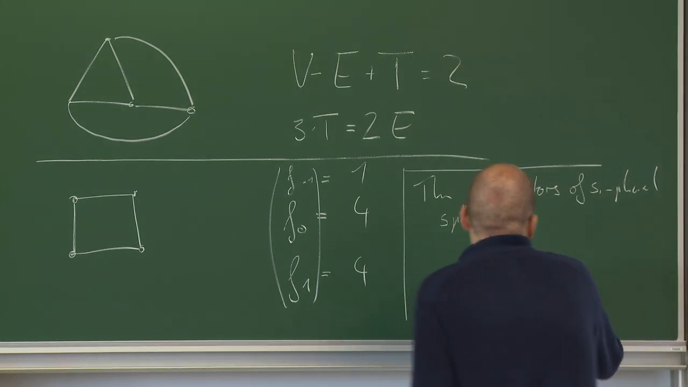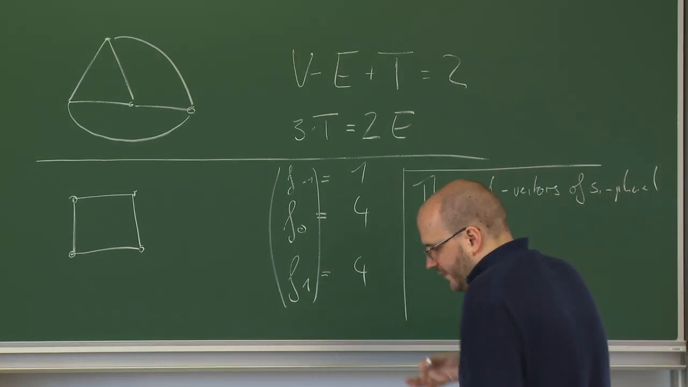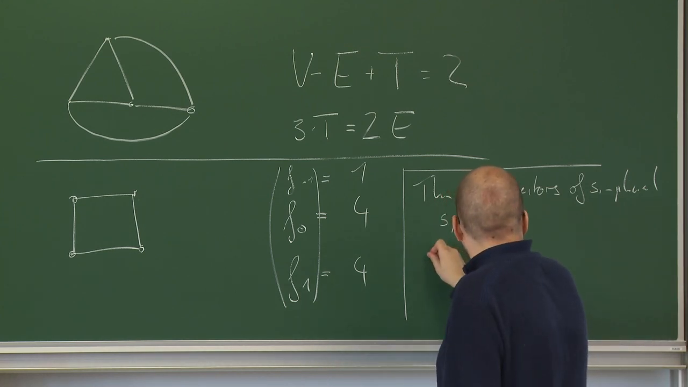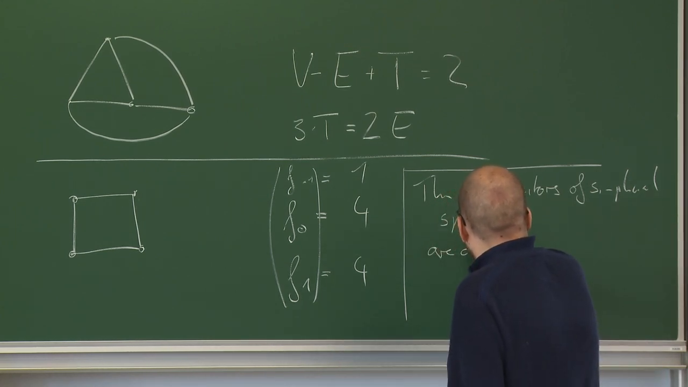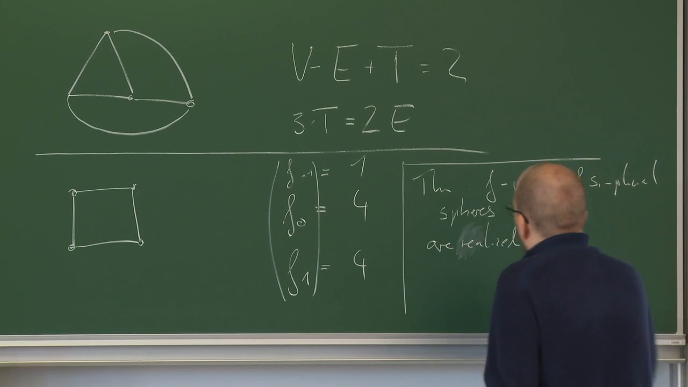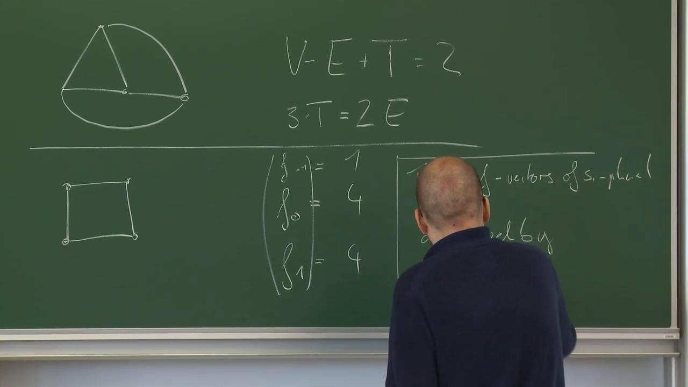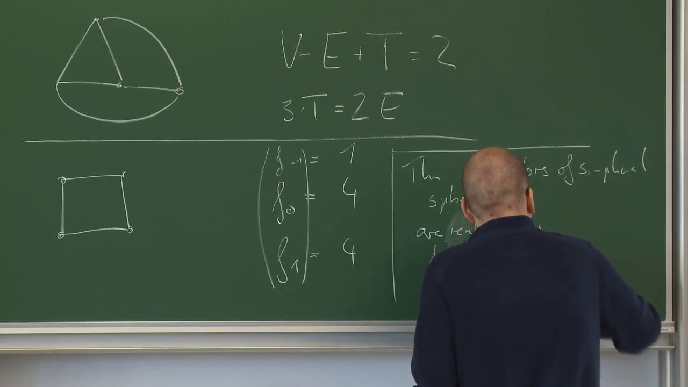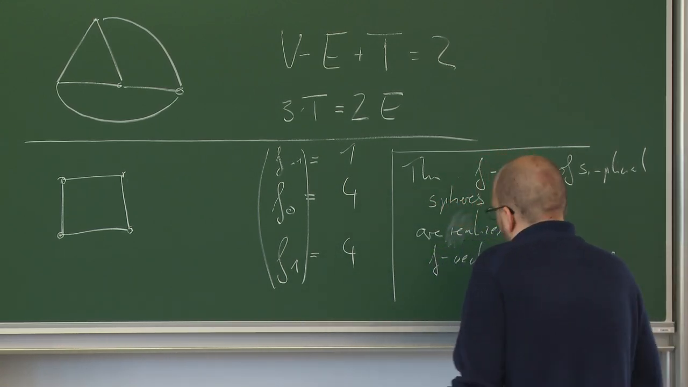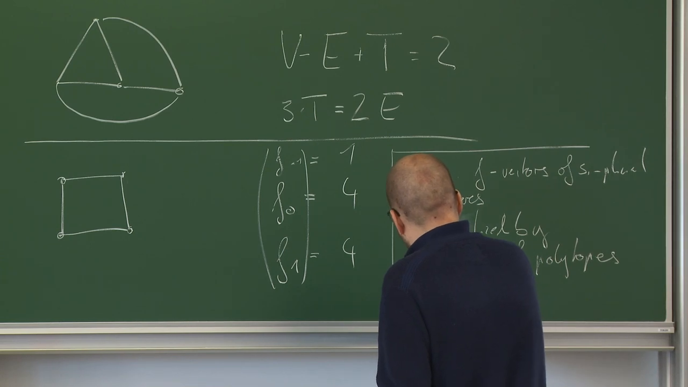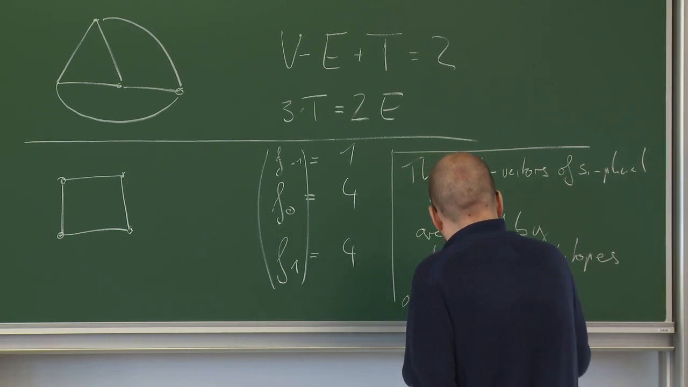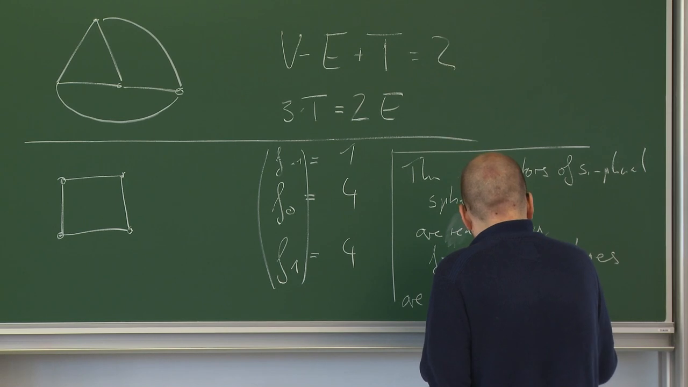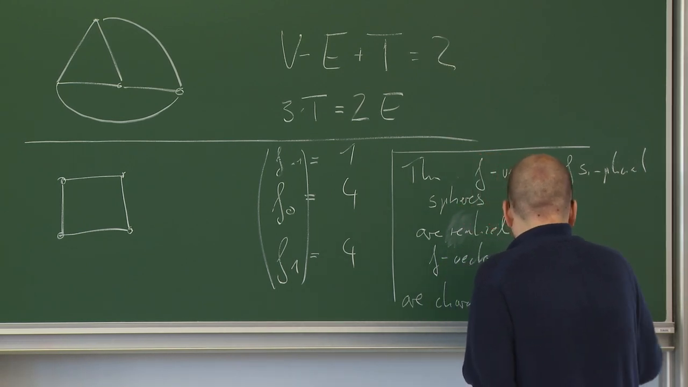Here's a kind of underhanded way of stating it. They are realized by F vectors of polytopes, and are characterized by a ring condition, by an algebraic condition.